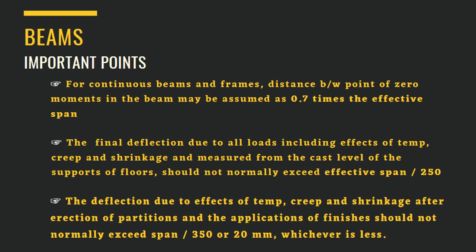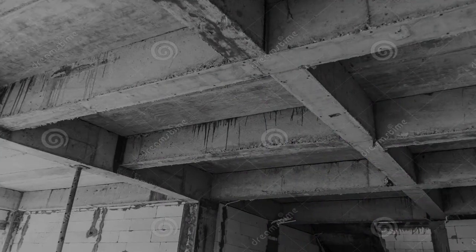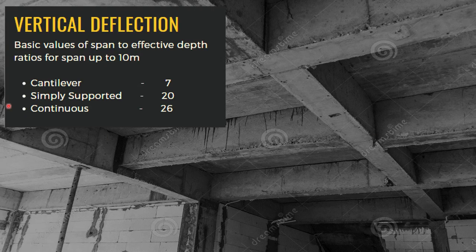Now we shall move to deflection criteria as well as the slenderness ratio. So these are the basic values for the vertical deflection criteria. These values are the ratio of span to effective depth. For a span up to 10 meter, for cantilever it is 7, for simply supported it is 20, for continuous support it is 26.